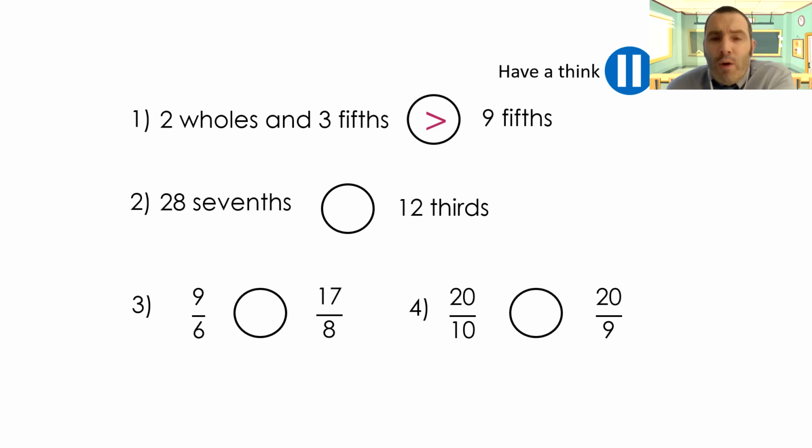28 sevenths and 12 thirds. They're the same, they're equal. So 9/6 is less than 17/8. And 20/10 is less than 20/9. So we need to be careful. Number 4, we've got the same numerator. Remember, the bigger the denominator, the smaller the value. So 20/9 is greater than 20/10, or as it's written in the question, 20/10 is less than 20/9.